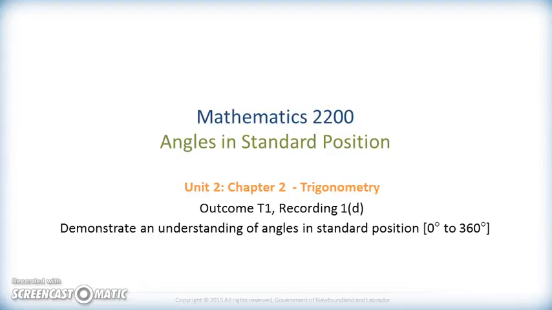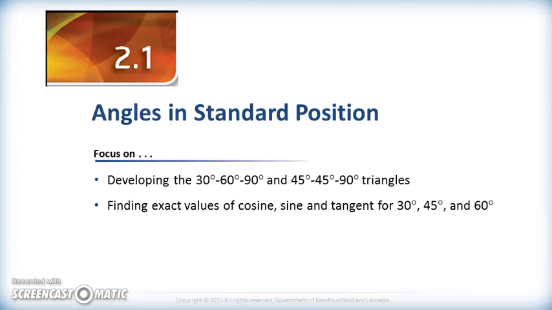Hello again, and welcome to Recording 1D on our series about angles and standard position for Unit 2, Chapter 2 of Trigonometry and Mathematics 2200. In this recording, we'll be focusing on the development of the 30, 60, 90 and 45, 45, 90 triangles, and how we can use those for determining the exact values of cosine, sine, and tangent for 30, 45, and 60 degree angles.